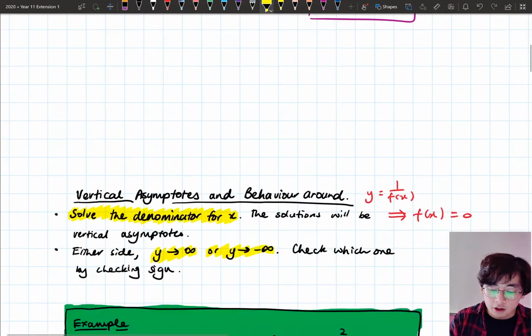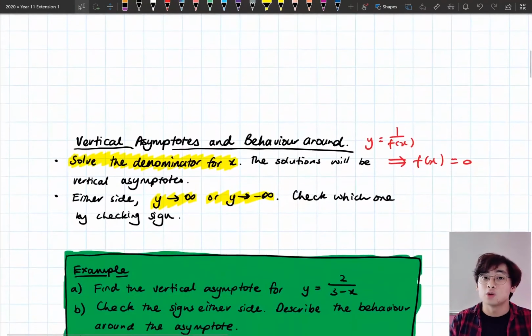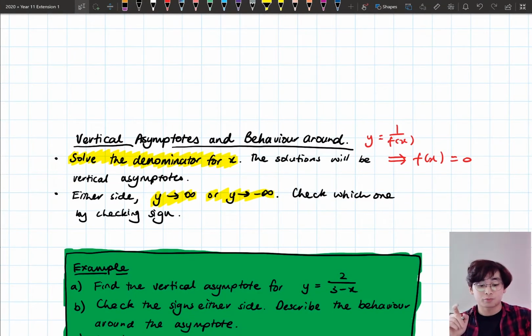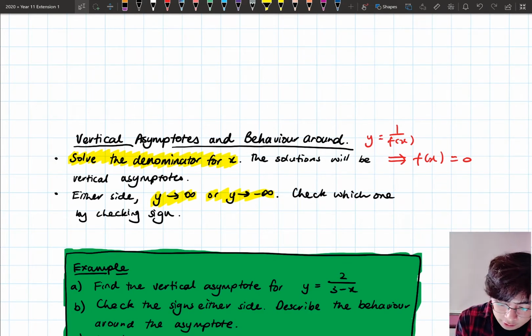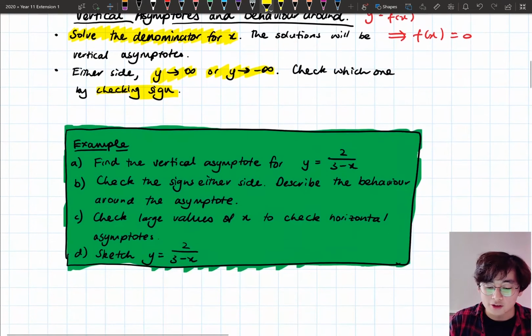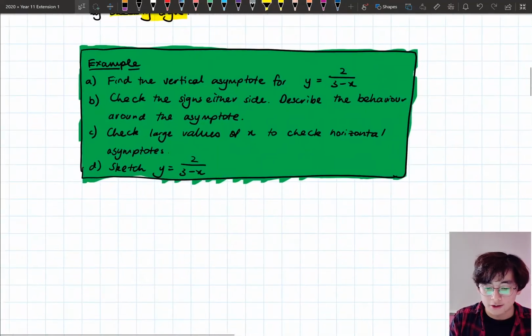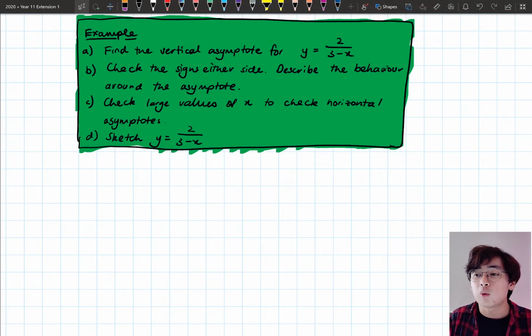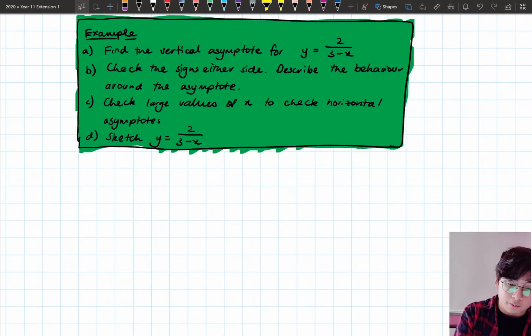So what you'll notice is that on either side of our vertical asymptote, the y values will go towards either positive infinity or negative infinity. And how we can figure out which way it's going is by checking the sign. I'm going to go through an example to show you that. So let's have a go at an example where we do this. We have an example with a few parts, and this is example 12 in your booklets on page 10.